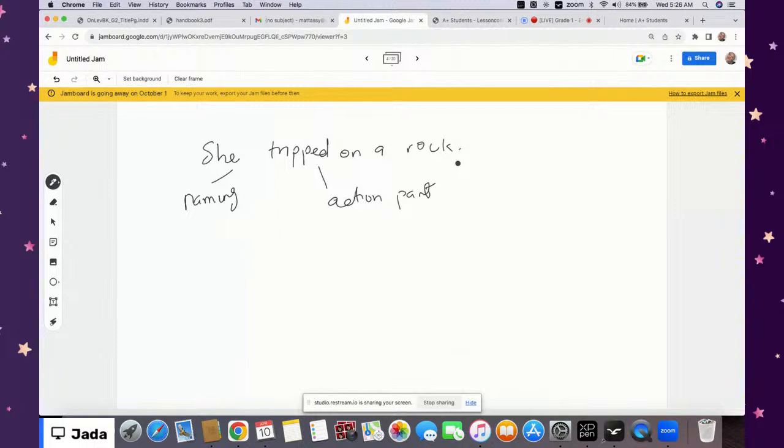If you were asked, what's the naming part? The naming part is always at the beginning. It could be a name, it could be he, it could be she, it could be anybody. So this is the naming part. And then the action in the sentence is the action part. All right, so let's move on.